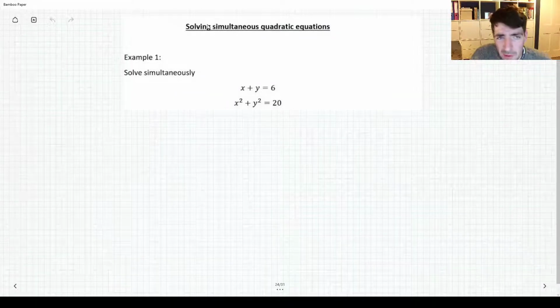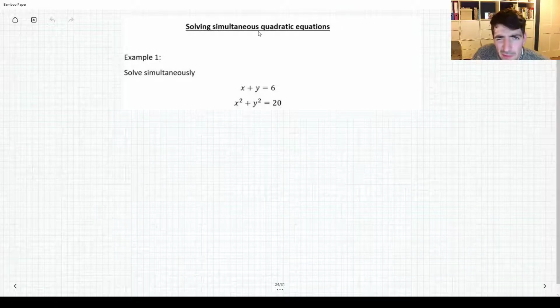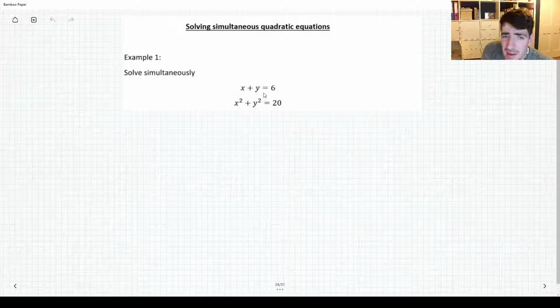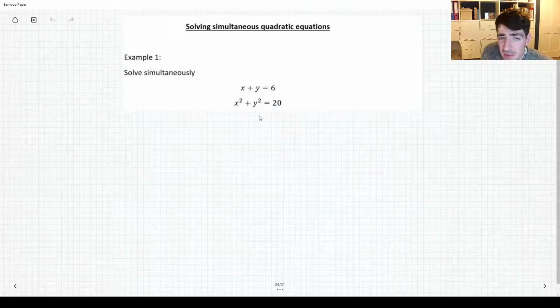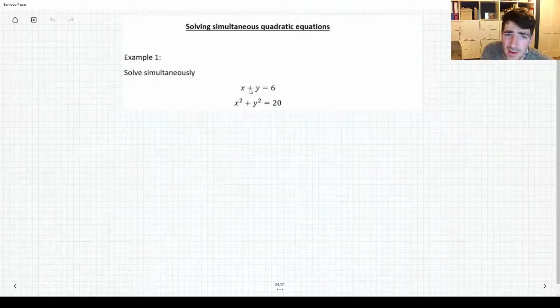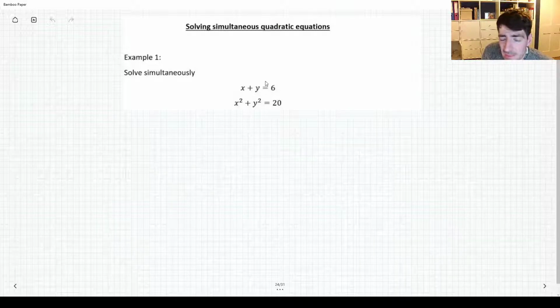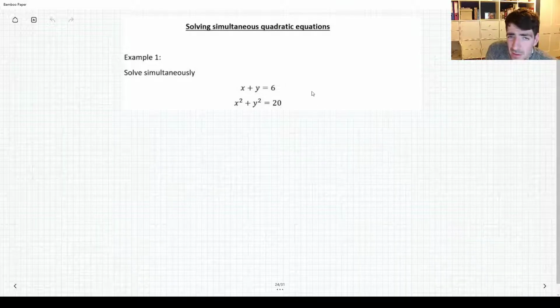Right, so example number 1, it's not really a quadratic. In this case it's actually a linear and a circle, but same idea. So for this one, the way to do it is you need to usually substitute the linear equation into the non-linear one. So here you want to make either x or y the subject, it doesn't matter which.